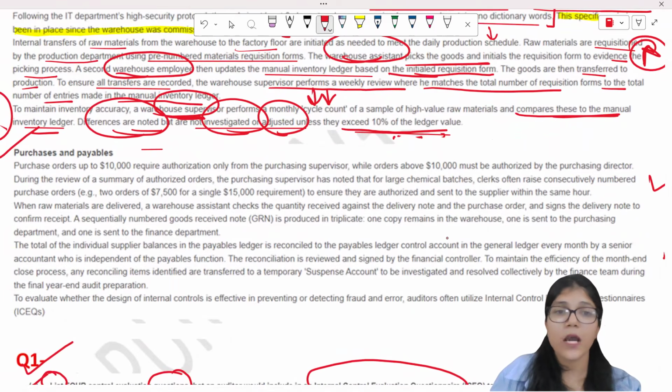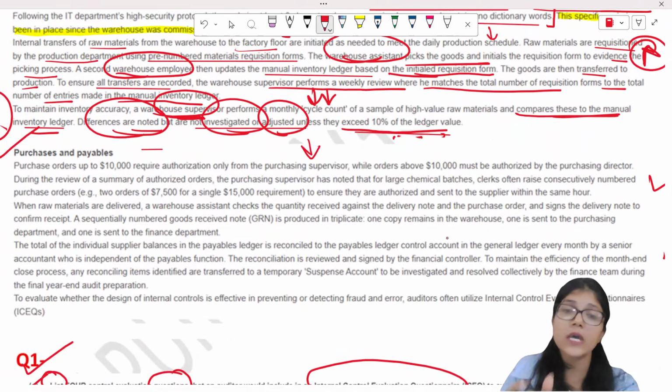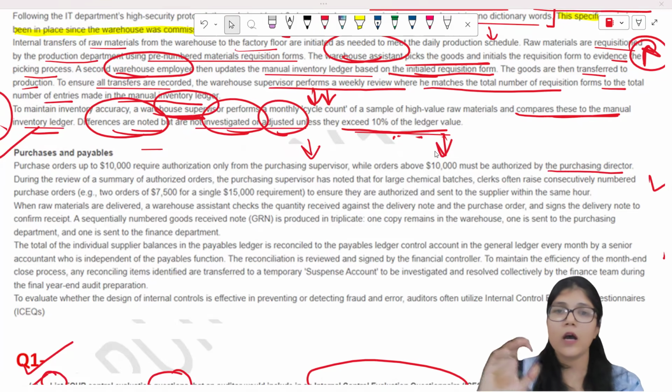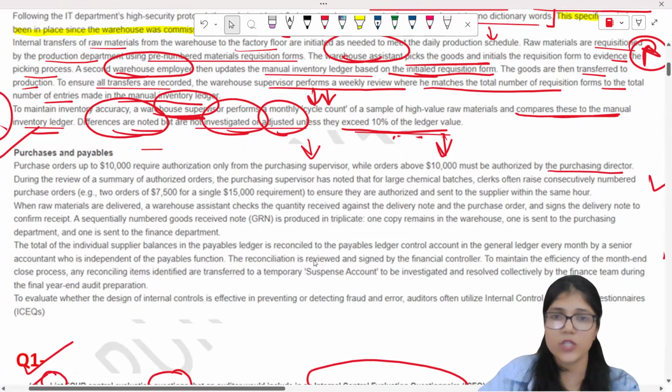Purchases up to $10,000 require authorization only from the purchasing supervisor. So if it is up to 10,000 rupees, your purchasing supervisor can authorize it, while orders above 10,000 must be authorized by the purchasing director. So they have bifurcated this between two people: up to 10,000 it is with the purchasing supervisor, and if it is above 10,000, then it is with the purchasing director.